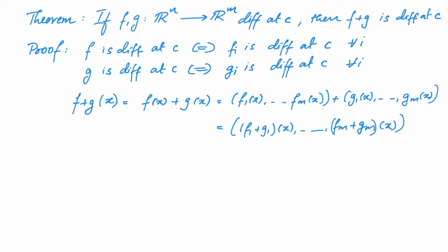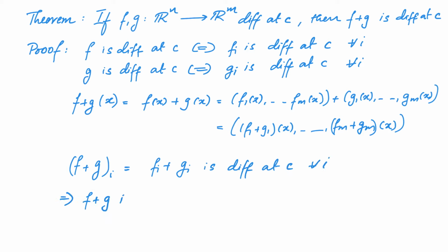In other words, what we have observed after doing all this is that the ith component of the function f plus g is the sum of the ith components of f and g. Therefore, from the analogous result for functions from Rn to R, we know that the ith component of f plus g is differentiable at the point C. And therefore, f plus g also has to be differentiable because all its component functions are differentiable. And thus, we have the result that we wanted to prove.